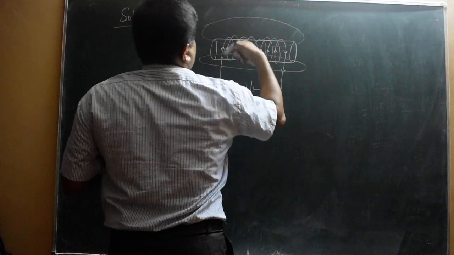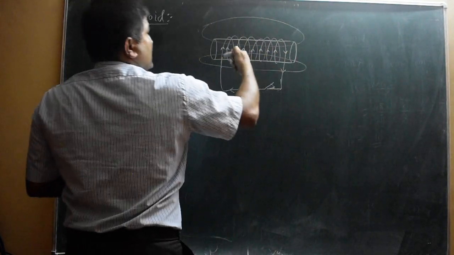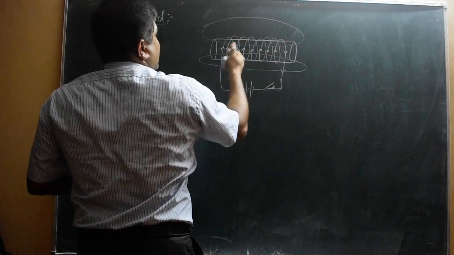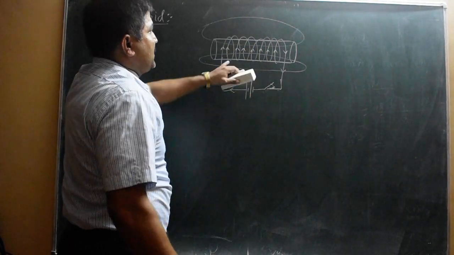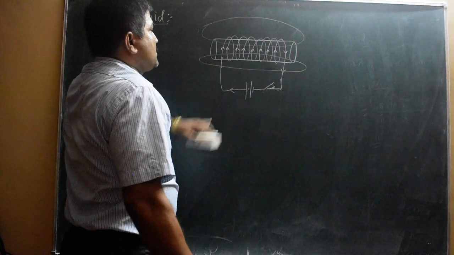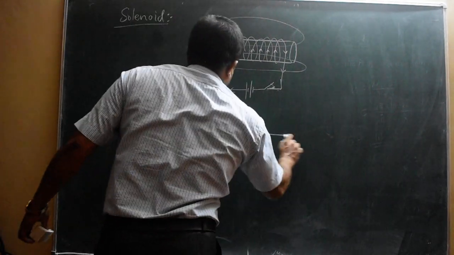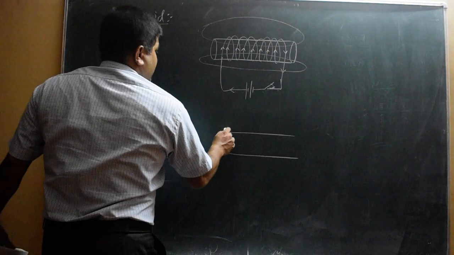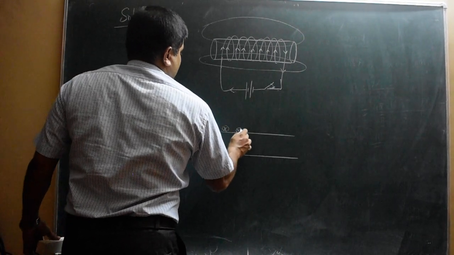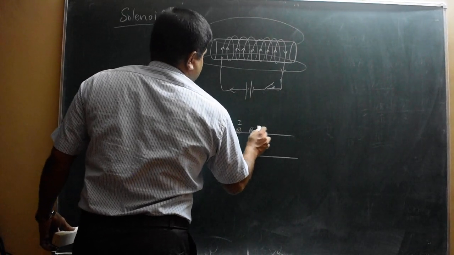Current is flowing like this, going into the plane of the board at the top and coming out of the board at the bottom. So we can show the cross-sectional view of this. Going in means we show an X mark. The current is entering into the board, X mark.